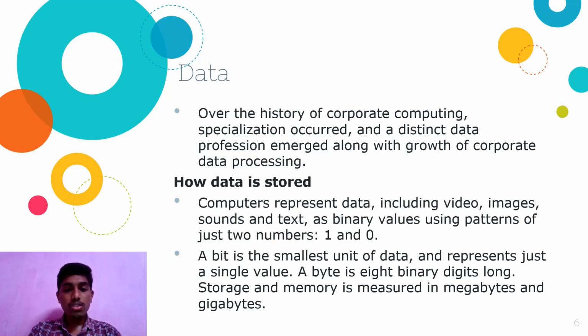Computers represent data, including video, images, sound and text, as binary values using patterns of just two numbers, 1 and 0. A bit is the smallest unit of data and represents just a single value. A byte is 8 binary digits long. Storage and memory are measured in megabytes and gigabytes.